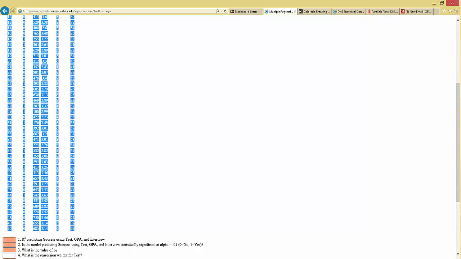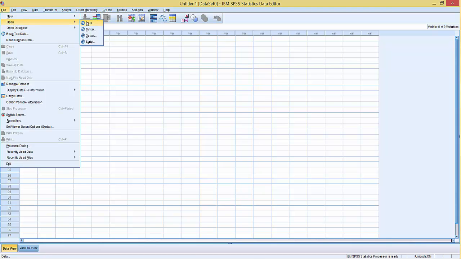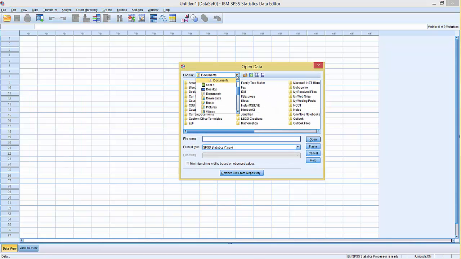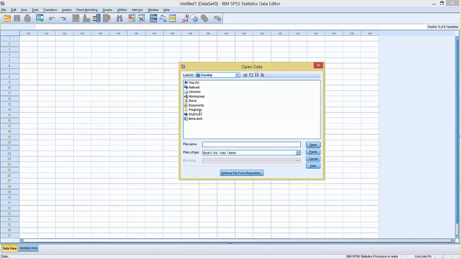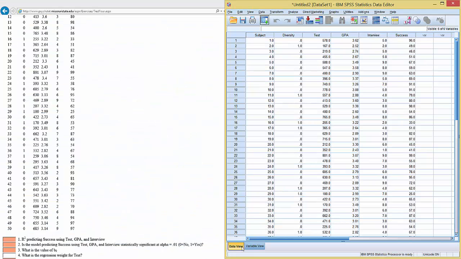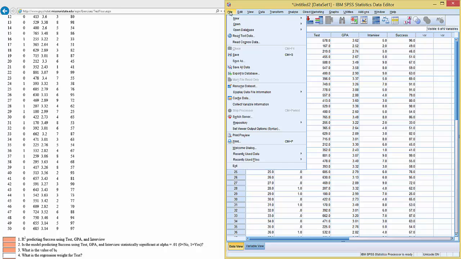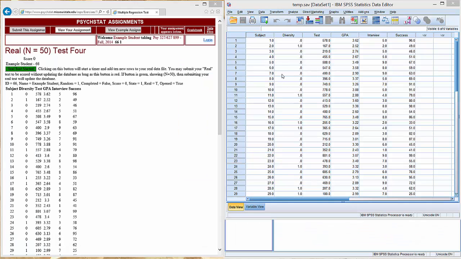We'll open up SPSS, blank data file, file, open, data. We'll go to our desktop. We'll set it as an Excel file. There it is, temp. There is our data file. We'll save it. Again, we'll go to the desktop and we'll just call it temp. Now that we've got our data in SPSS, we can start the problems.